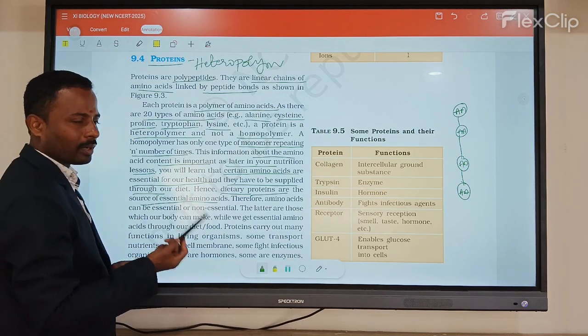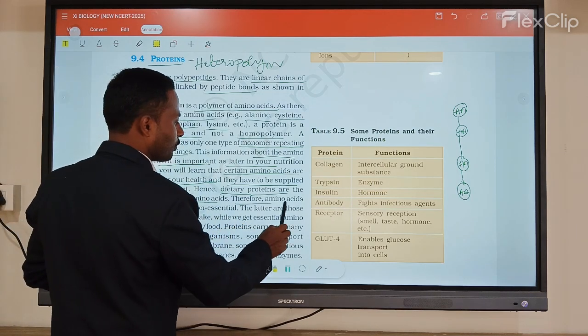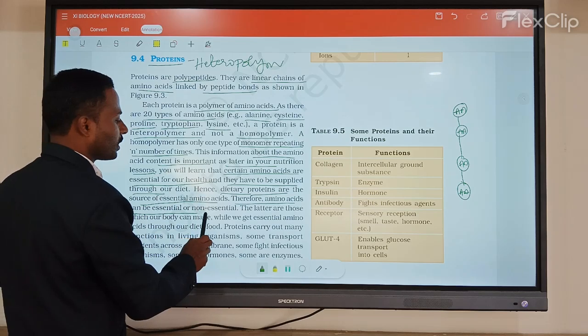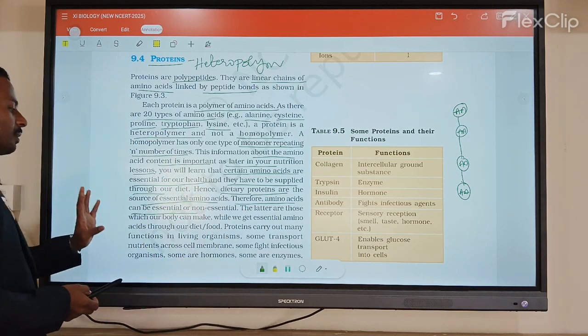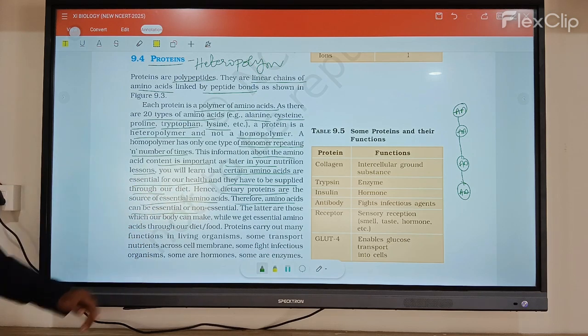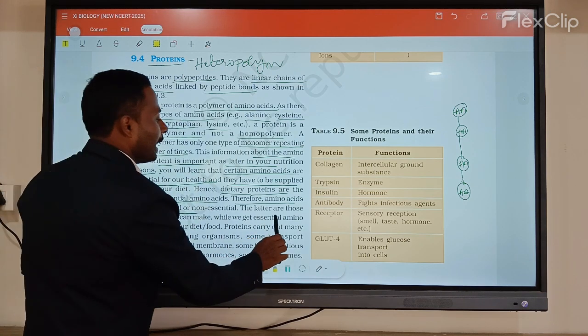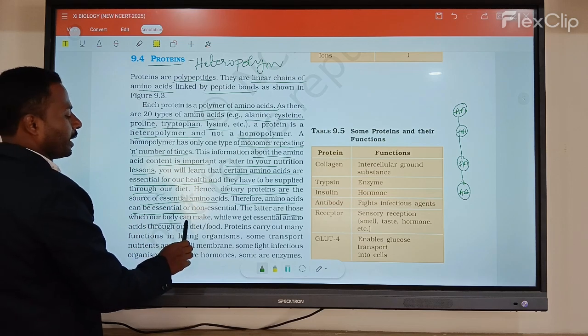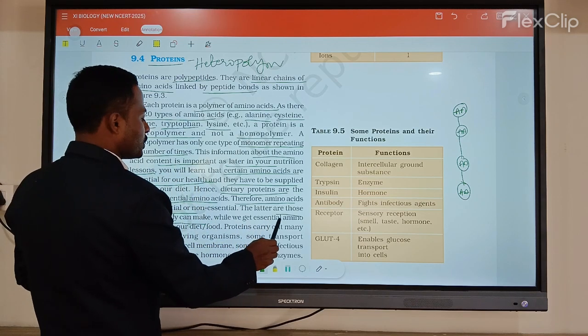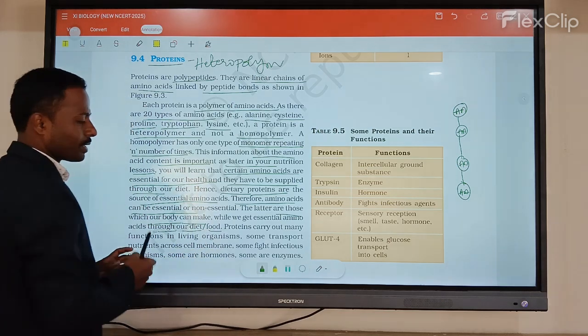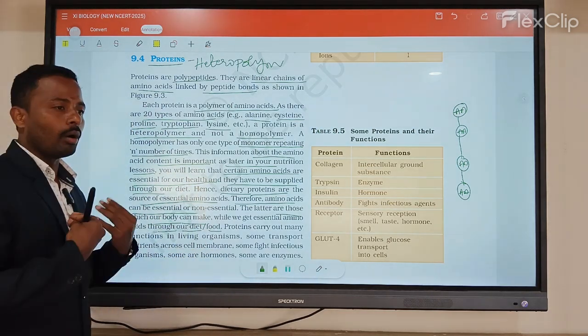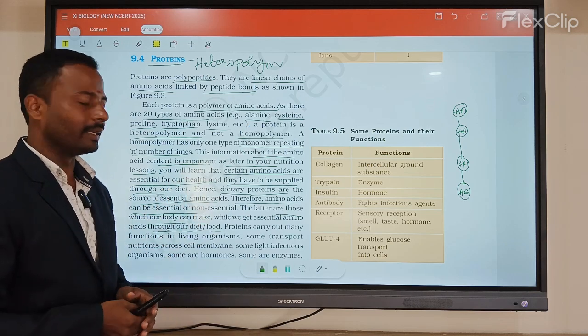They consist of a number of essential amino acids. Therefore, amino acids can be essential or non-essential. The non-essential ones are those which the body can make, while essential amino acids must be obtained through our diet, through food. So essential amino acids are taken up through the diet.